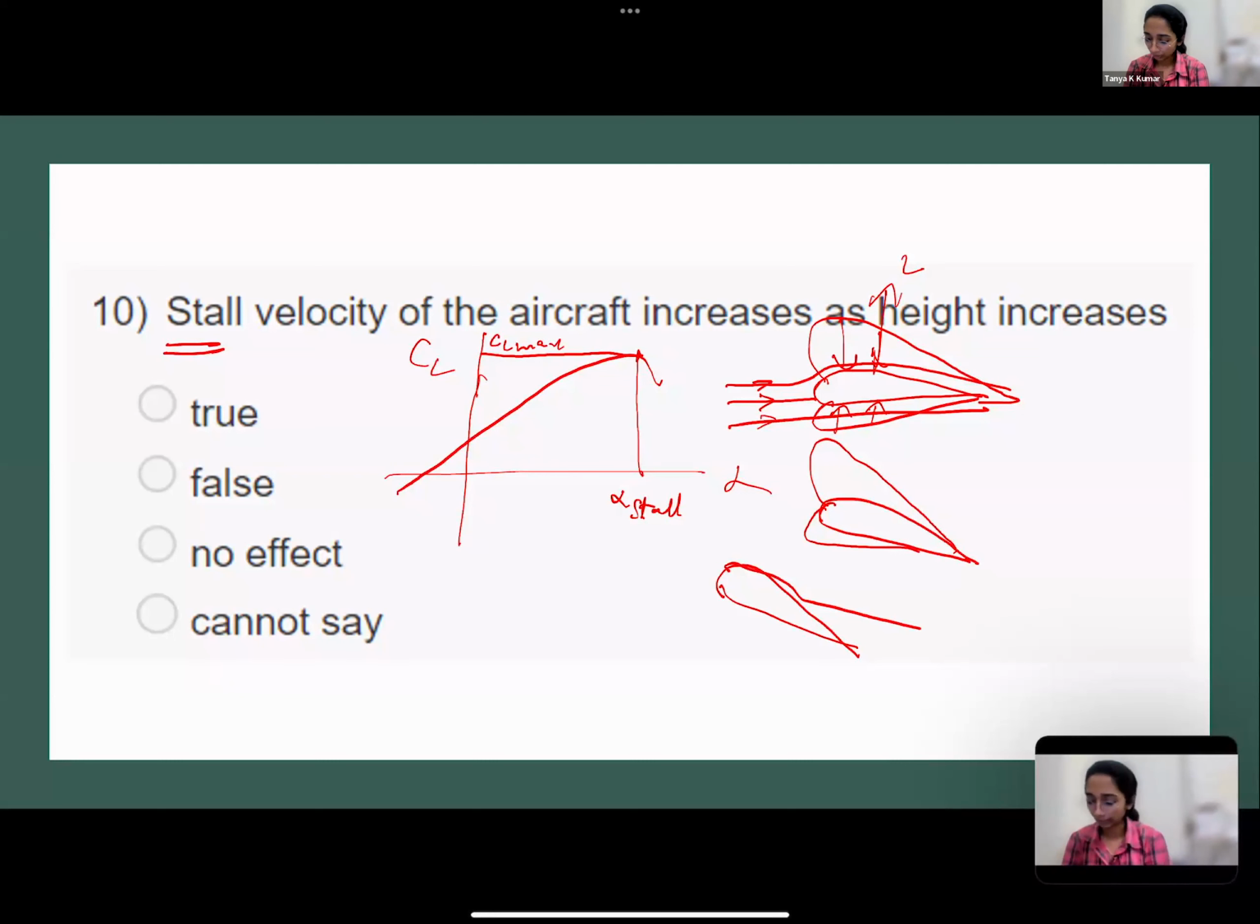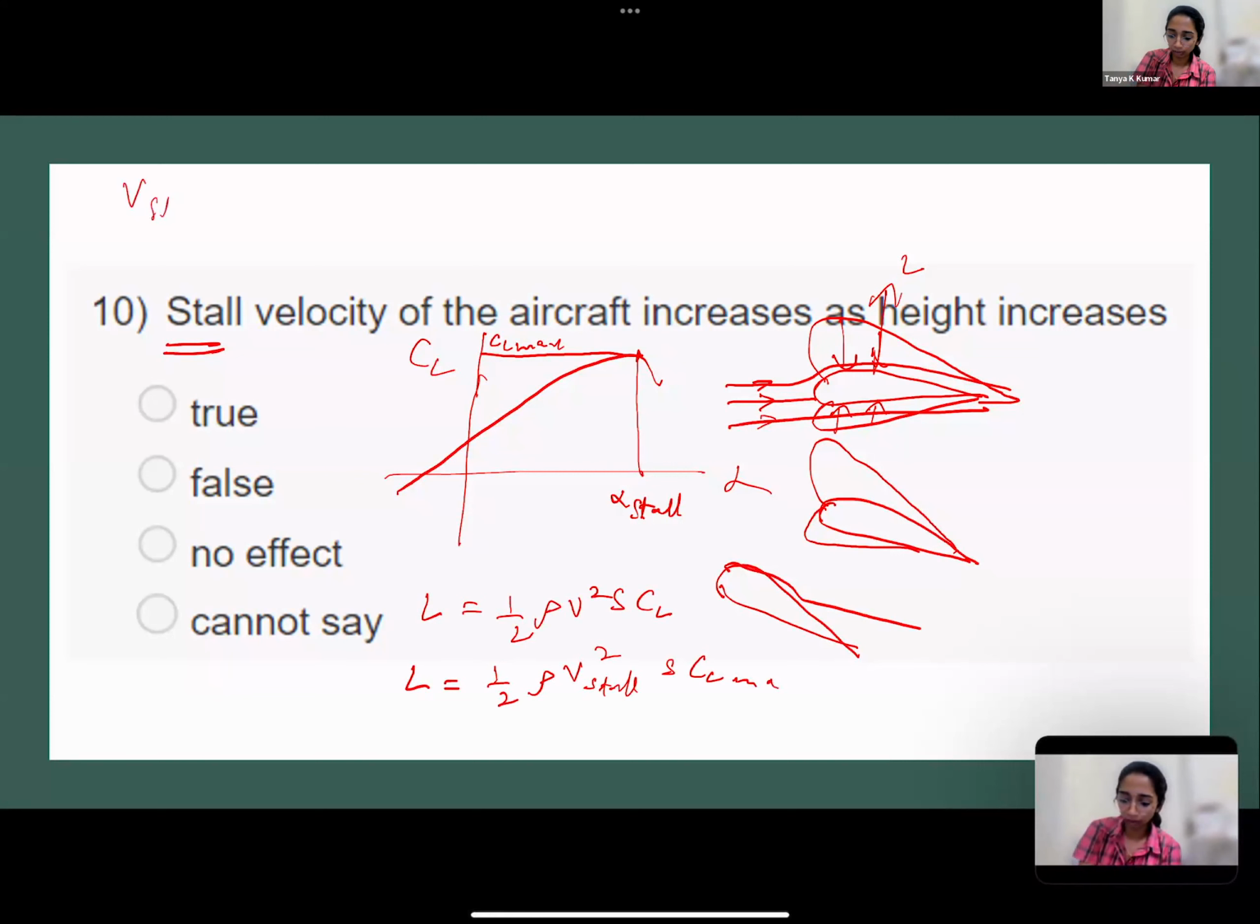So our equation was lift is half rho V squared S CL. In case of stall, you have lift is half rho V stall squared S CL max. Now, when I write the equation for V stall, I will have the square root of 2L by rho S CL max.